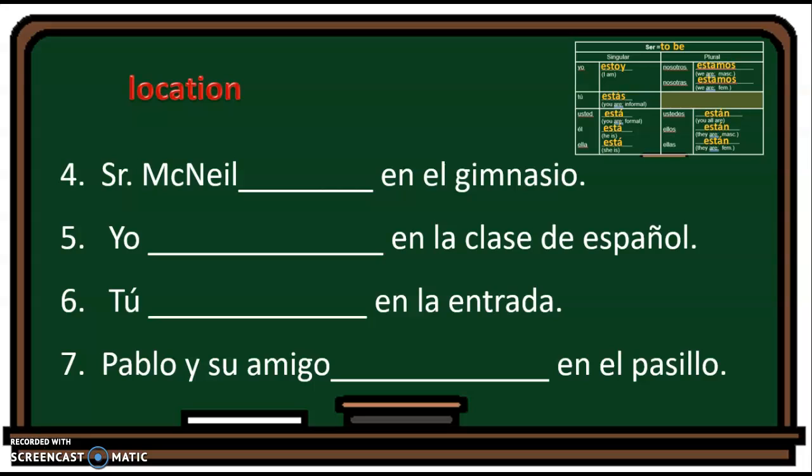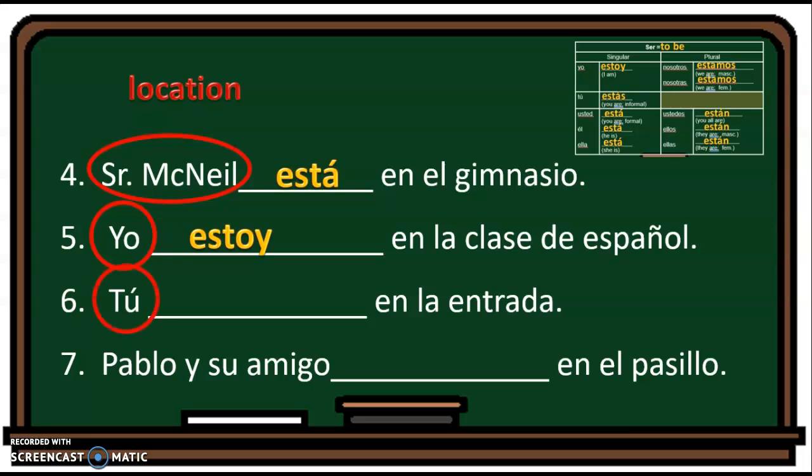Señor McNeil, singular subject. It would be similar to using the subject pronoun él, so we would use está. Señor McNeil está en el gimnasio. Yo estoy en la clase de español. Tú, for the subject tú, you use the verb form estás. Tú estás en la entrada.